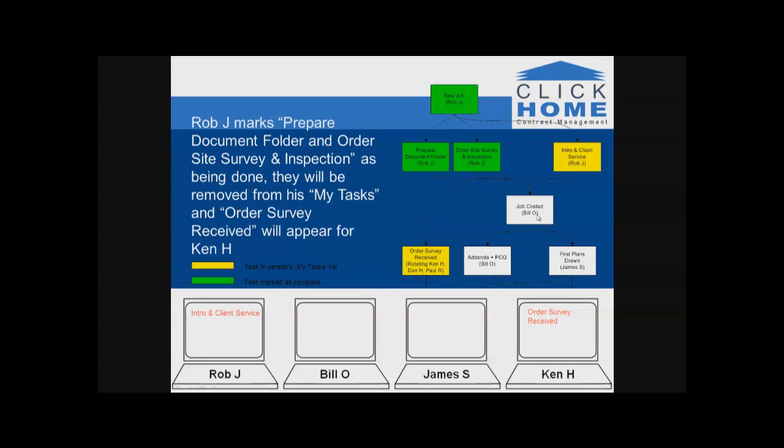You'll notice job costed, however, isn't available for anyone to do because we still haven't completed intro and client service. You can see there's 3 lines going in. So you need intro and client service, you'd also need order, site survey and inspection, and you'd also need prepare document folder completed before job costed became available. And that's a core concept of the workflow, and it's something really worth stressing, that you can have multiple things being required for a single task to be available for someone to do.